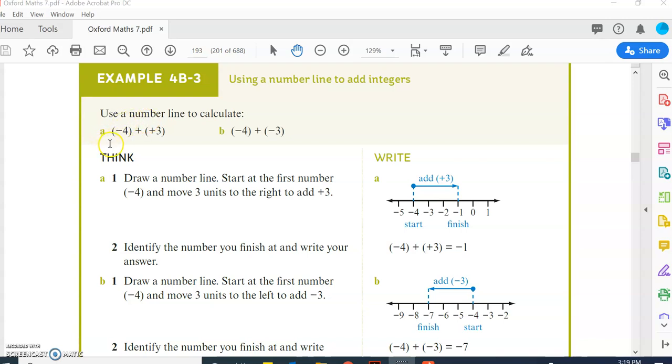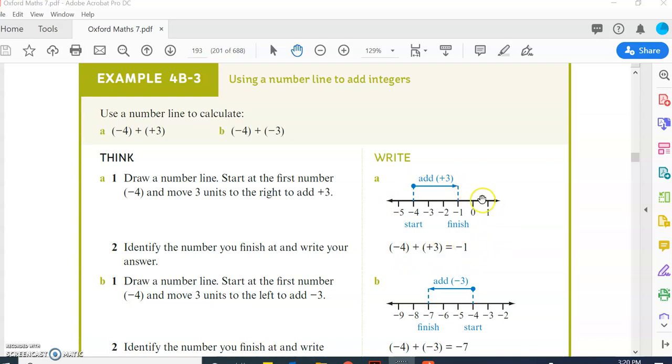So in part A, we've got -4 plus +3. In all situations where you're using a number line, the first number represents where you start on the number line. So since I have -4 as my first number, I start at -4. I'm adding +3, so I move to the right 3 positions. So here I am at -4, and I move across 1, 2, 3, so I get -1. And then underneath you can see that they've written the sum. So -4 plus 3 equals -1.